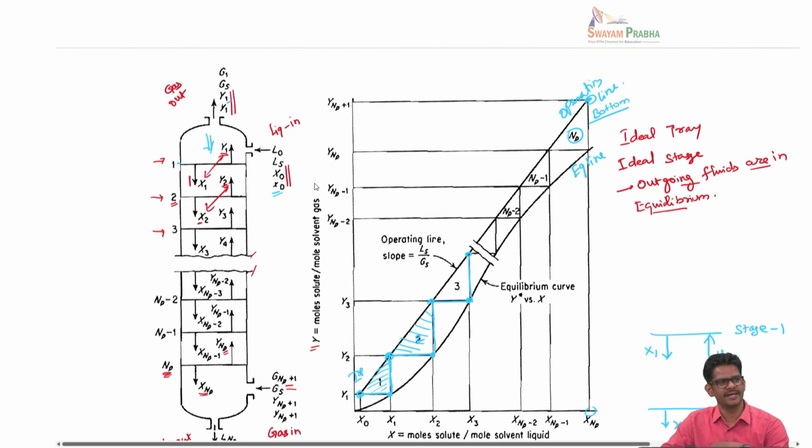That is, I can calculate the number of ideal stages from an analytical expression, if three conditions hold: dilute mixtures, the equilibrium line is a straight line, and the operating line is a straight line. In that case I can use an analytical solution. So that's what I'm going to demonstrate now.